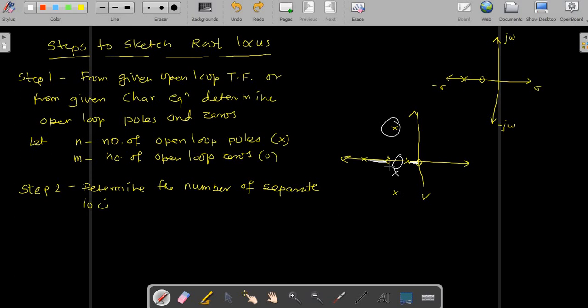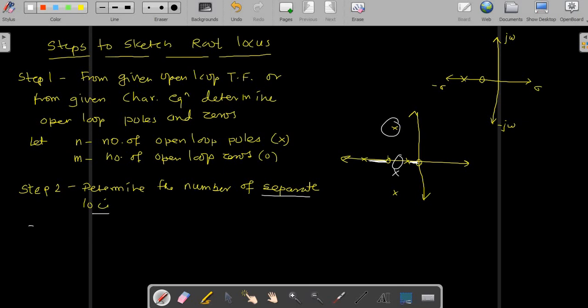So now this is the second step. What is the second step? Determine the number of separate loci, right? That is the region on the real axis which is having root locus, and this is determined by: a region on the real axis is said to have the root locus if the number of poles and zeros to the right of it is an odd number.